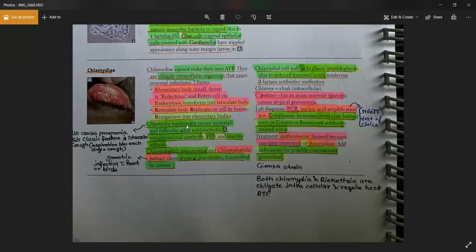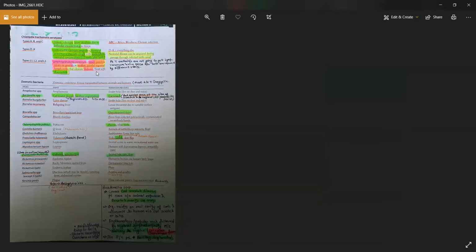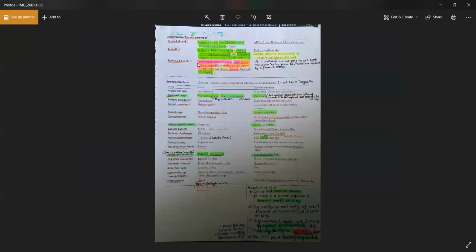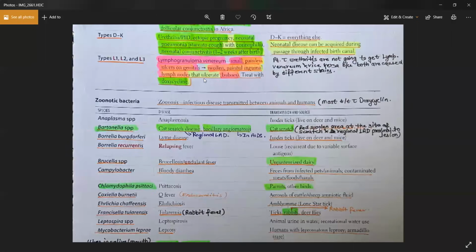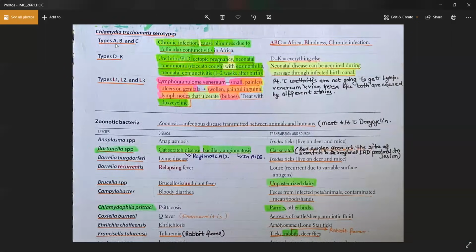Okay, and you need to know about the different strains of the Chlamydia trachomatis, which are listed on the next page. The serotypes of the Chlamydia trachomatis. First are the three serotypes, the type A, B, and C, and they cause the African disease, the chronic conjunctivitis, which can lead to blindness. So remember the A, B, C strains, which are the African strains, as you can remember by the mnemonic ABC, they're found in Africa. They can cause blindness by causing the chronic infection of the eye. The chronic follicular conjunctivitis they can cause, that can lead to blindness.